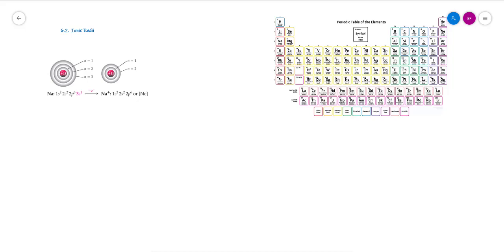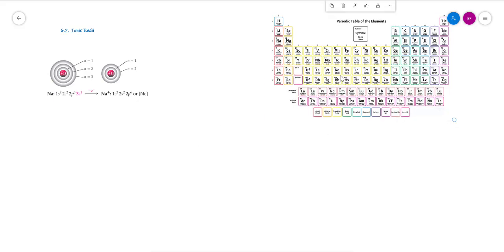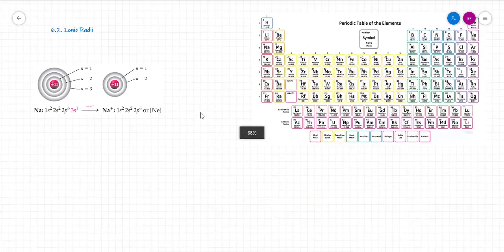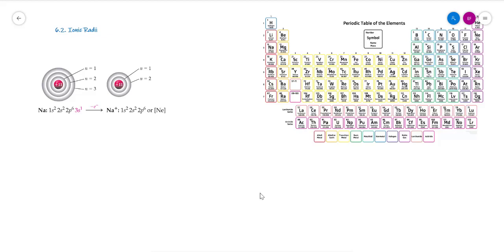All right, so when we move from an atom, a neutral atom or element, to an ion, how does that change the size of that ion relative to its atom? We call that the ionic radii, as opposed to the atomic radii that we talked about in the previous chapter. So let's think about this conceptually.